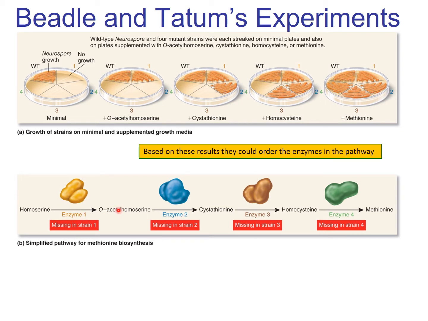However, if you provide this compound to the media, then enzyme 2 can take this and convert it to the next product. Then enzyme 3 can do its job, and so can enzyme 4. But this should also be true for any of these other compounds further down in the pathway. So by adding cystathionine, enzyme 2 doesn't do anything, but enzyme 3 can now pick up at this stage and generate its product, homocysteine, and then enzyme 4 can convert it to methionine. All right, so that's what's happening here.